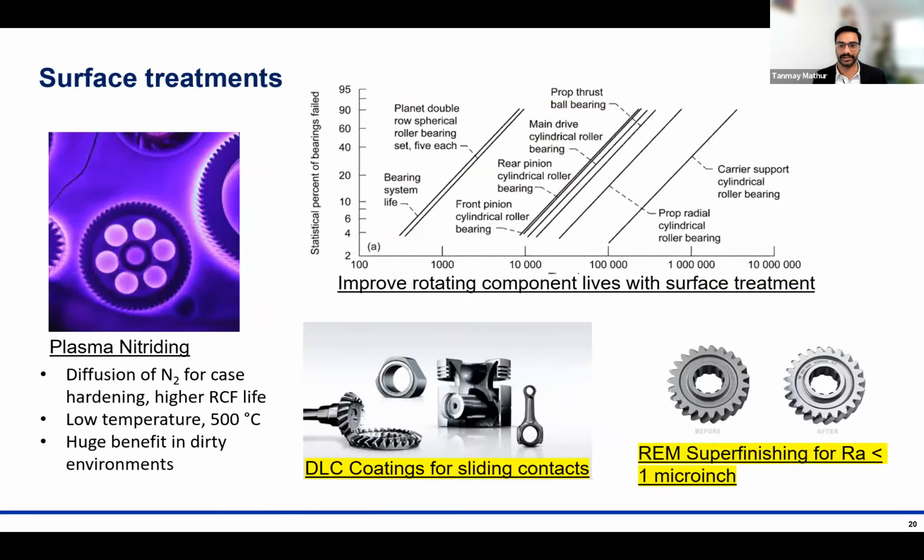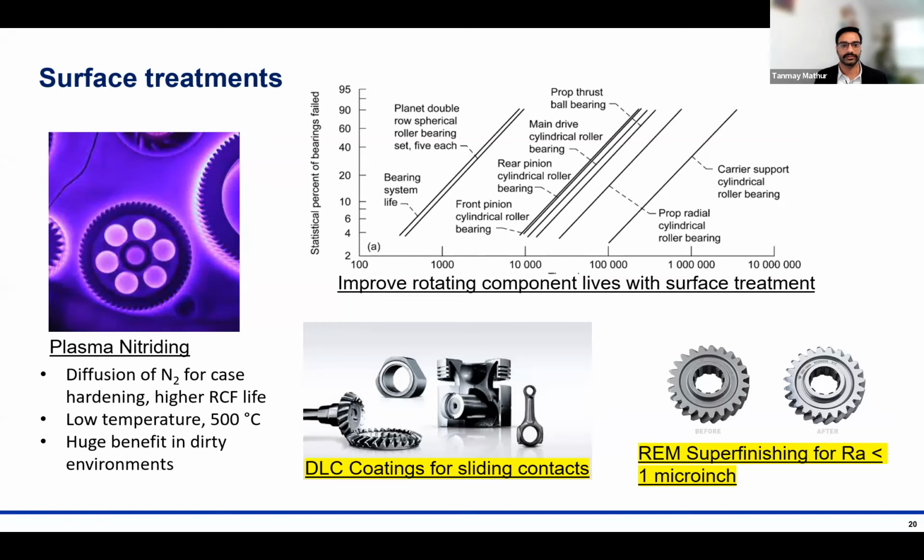So a lot of good opportunities here. I'll talk a little bit more about the component level technologies here. Surface treatments like nitriding and DLC coating and super finishing also enable you to have higher contact fatigue strength, and are a huge benefit, especially in dirty environments.